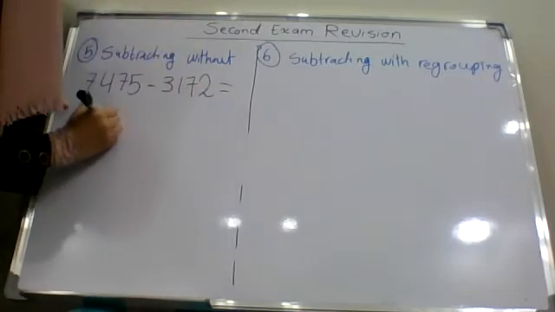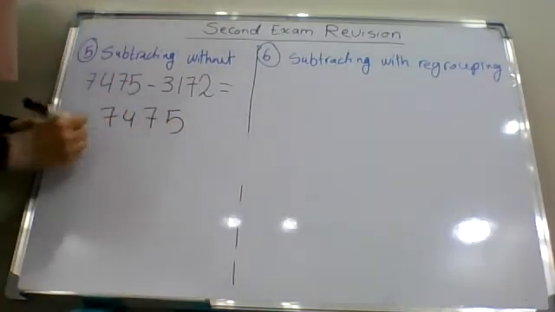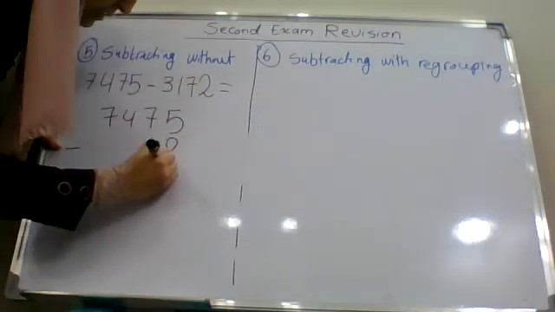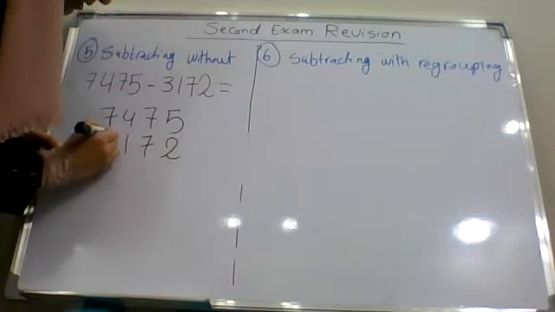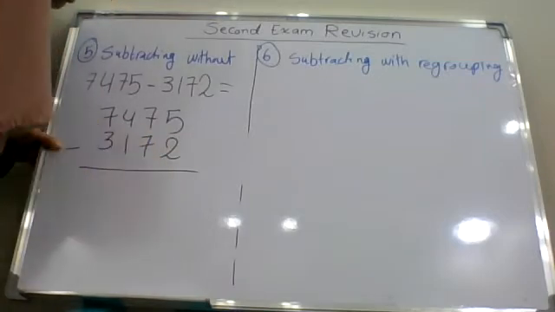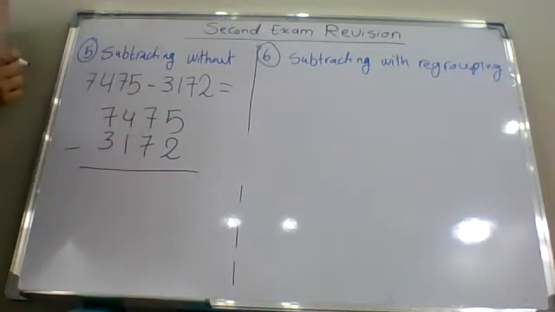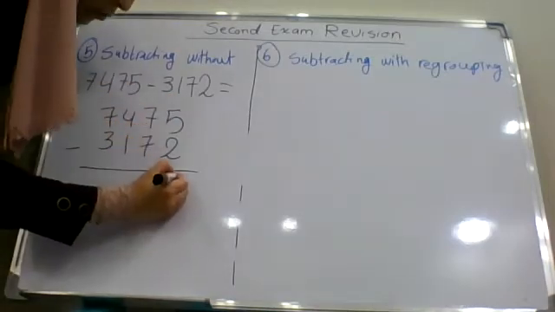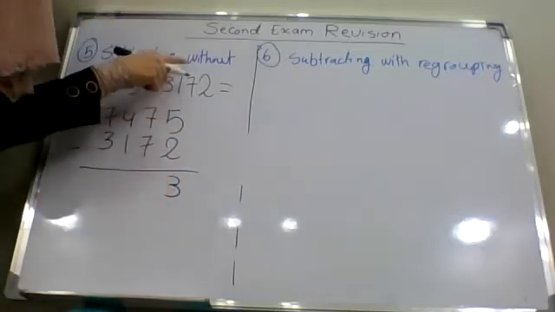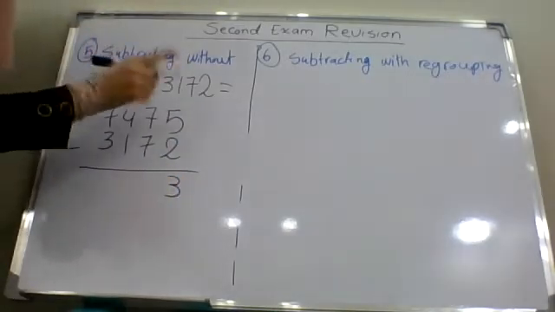So we start with 7,475, and you subtract it and make sure that you write the ones under the ones, the tens under the tens, the hundreds, and finally the thousands, okay? We subtract the ones first because we might need help from the next neighbor, okay? 5 take away 2 equals 3. So in this case we don't need to borrow, because it's without regrouping, without borrowing.